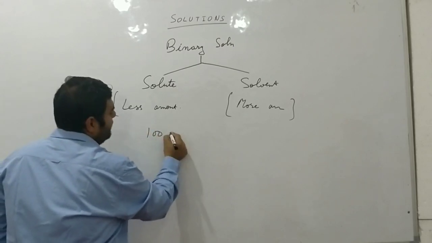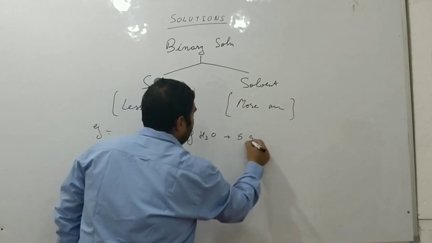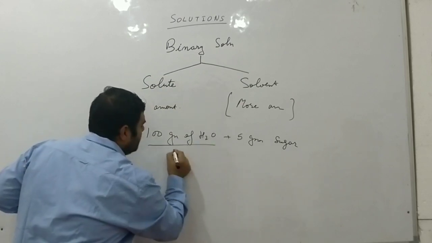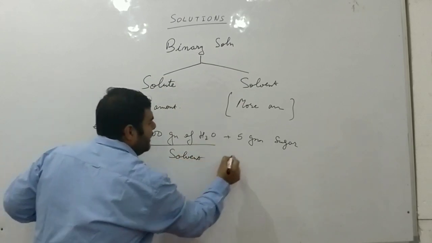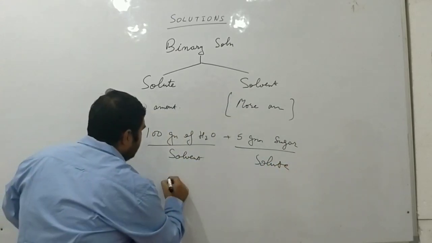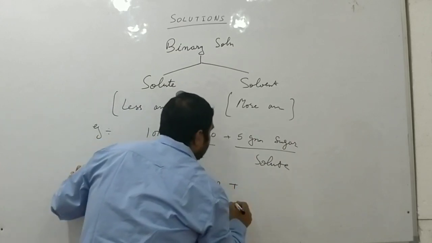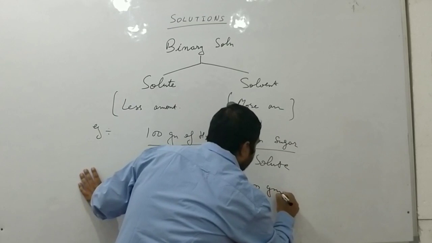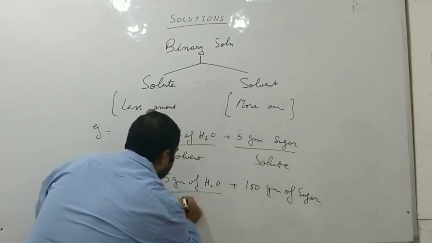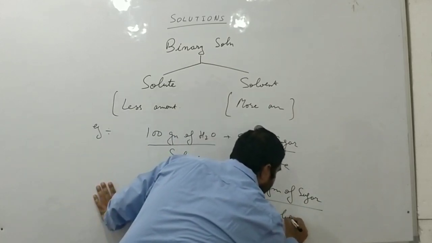If we add 100 gram of water and 5 gram of sugar, then water is the solvent and sugar is the solute. Now we see the reverse of it, that is 5 gram of water and 100 gram of sugar. Now here water is a solute and sugar is the solvent.